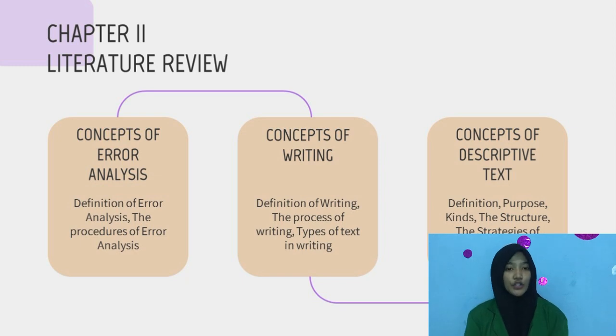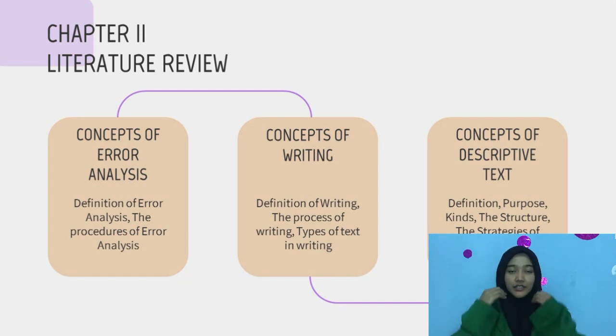According to Oshima and Hogue in 2007, there is a 4-step process of writing. First is pre-writing, organizing, writing, polishing, revising, and editing. There are 9 types of writing. First is recount, narrative, report, review, procedure, anecdote, explanation, arguments, and problem solution.